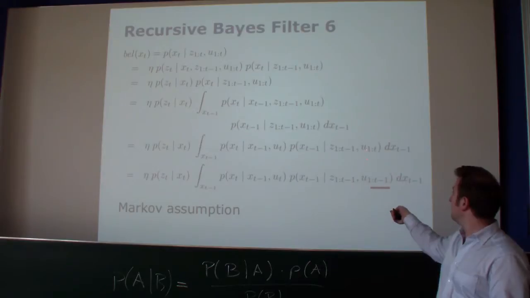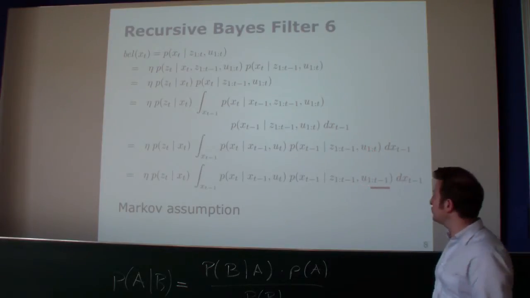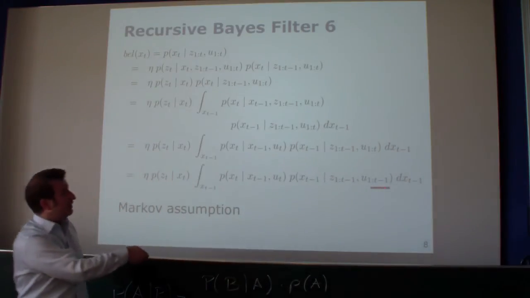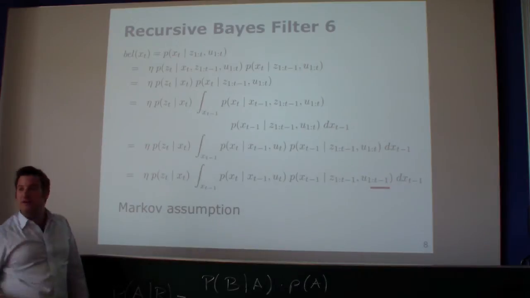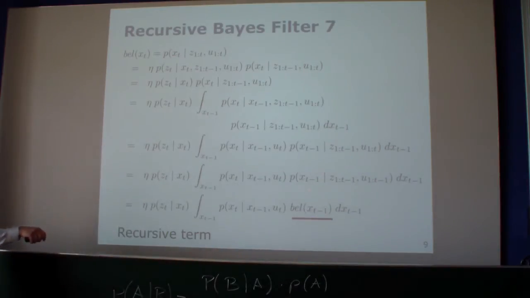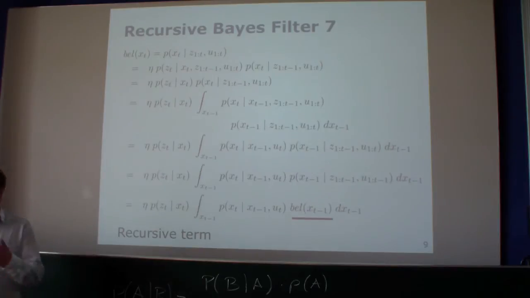So we just go from u_1 to t to u_1 to t minus 1. That's the only thing changing. Given that, this term over here is exactly the recursive belief, the belief of x_{t-1}. So we can simply replace this equation here by this term over here. So it's a recursive formula.